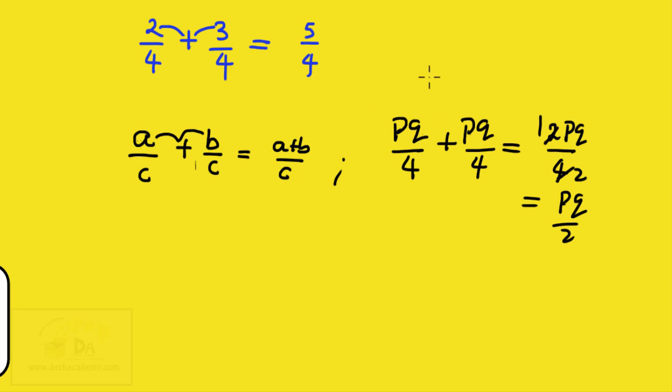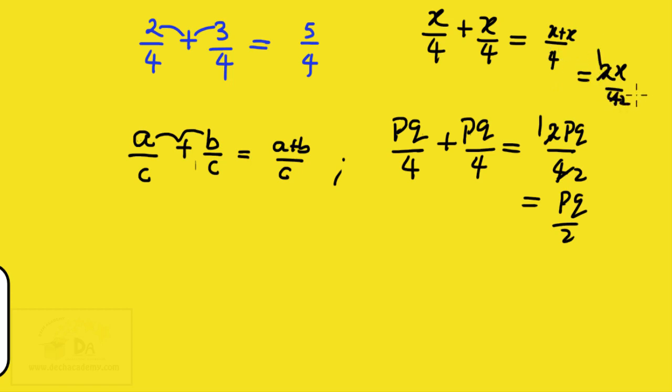In case you're confused about PQ, you can think of PQ as just another variable like x. X over 4 plus x over 4 is going to be, well, the numerator is going to be x plus x, and you know that x plus x is equal to 2x. The denominator is 4, 2 into 2 is 1, 2 into 4 is 2, so x over 2. So it's the same idea I use here. Don't get confused that we have a product of two variables.